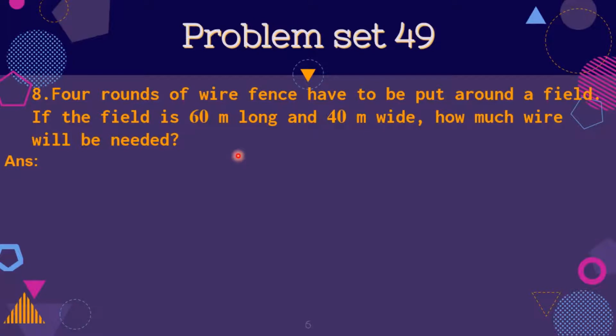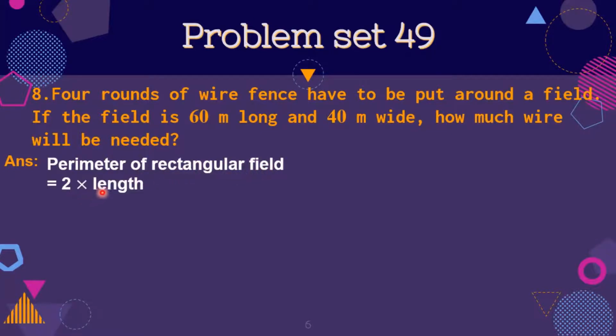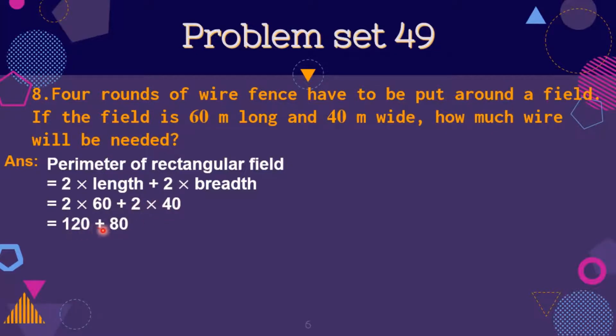So first, let us know the wire needed for one round of fencing. And for that, we need to find out the perimeter of that field. And we have the formula, perimeter of a rectangular field is equal to 2 into length plus 2 into breadth. We have length 60 meter and breadth 40 meter. So we write 2 into 60 plus 2 into 40, which is equal to 120 plus 80, which is equal to 200 meters.